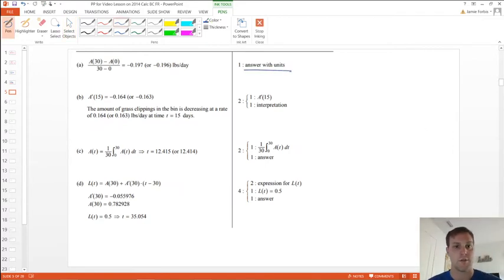Part A was answer with units, which is what we did. We said negative 1.97 and then pounds per day. So that's how you get full credit. Letter B, A prime of 15.